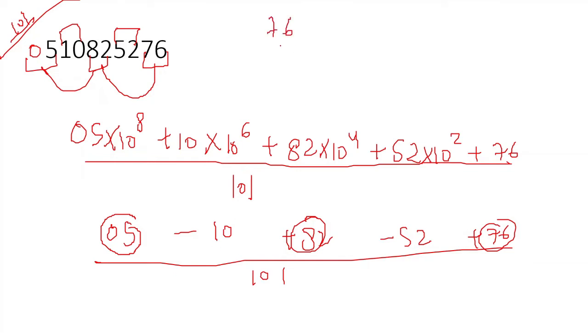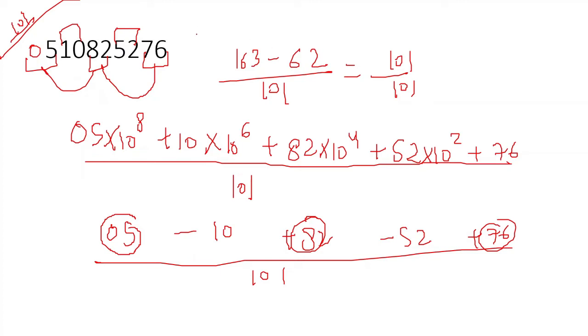So 7 6, 82, 0 5. So it is 5, 2, 7, 13 and 16. 163. So this equation I am writing here. 163. I have added all, minus 62, divided by 101. So this is 101, and 101 is divisible by 101. So that's why this number is divisible by 101.